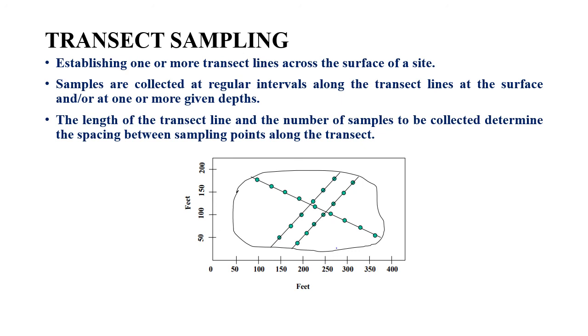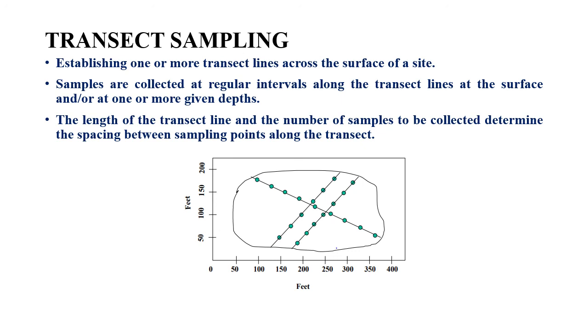The spacing between the sampling points actually fixes the length of the transect line and the number of samples to be collected. Obviously, along each transect line the sampling can be made up to any depth, based on the requirement. Now, these transect lines can be either parallel to each other, as shown in this figure, or non-parallel. If they are parallel to each other, this represents more of a systematic grid sampling, so it will satisfy the objectives of systematic grid sampling itself.